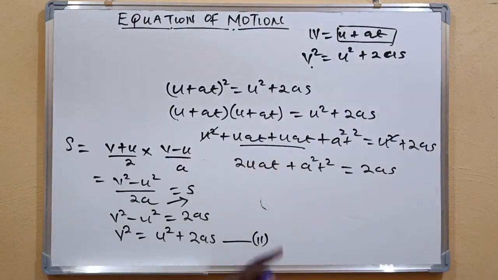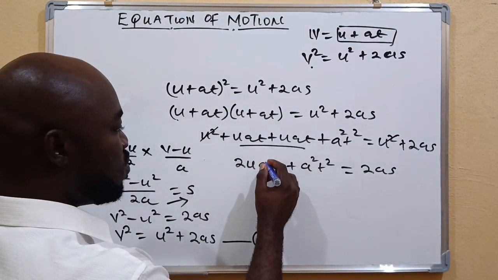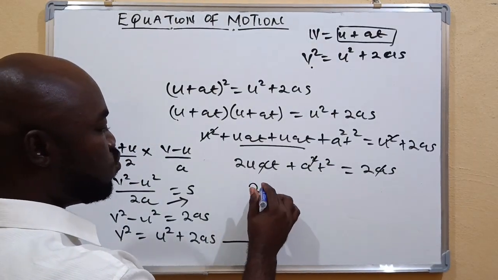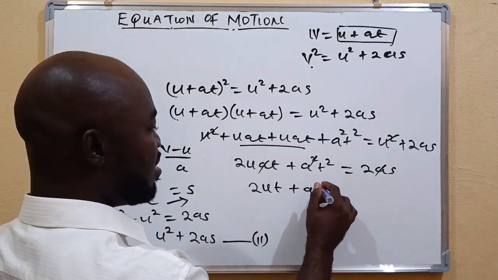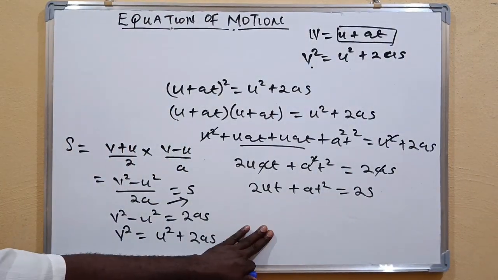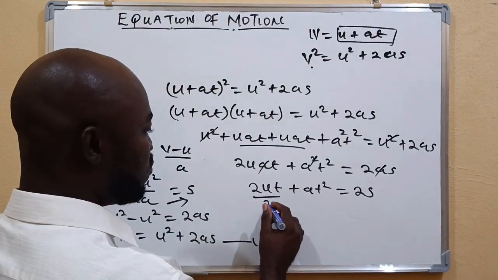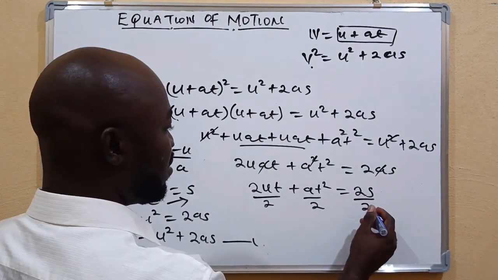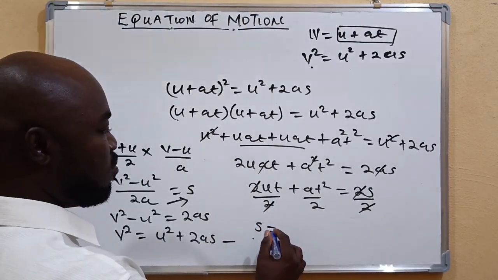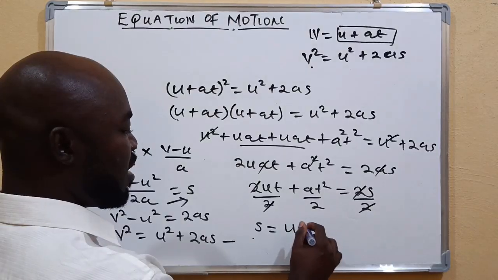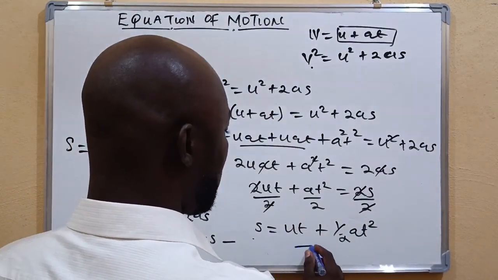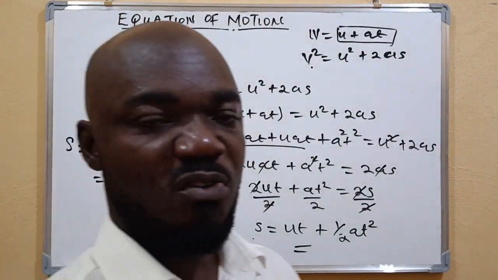And if you look at the equation, a is common. So this a will go down, this a will go down, one of the a's here will go down. So I will have 2ut plus at squared equals 2s. So if I divide both sides by 2, this 2 will take this 2 down. So my s here will now be u multiplied by t plus 1 over 2 at squared. So this becomes the third equation of motion.